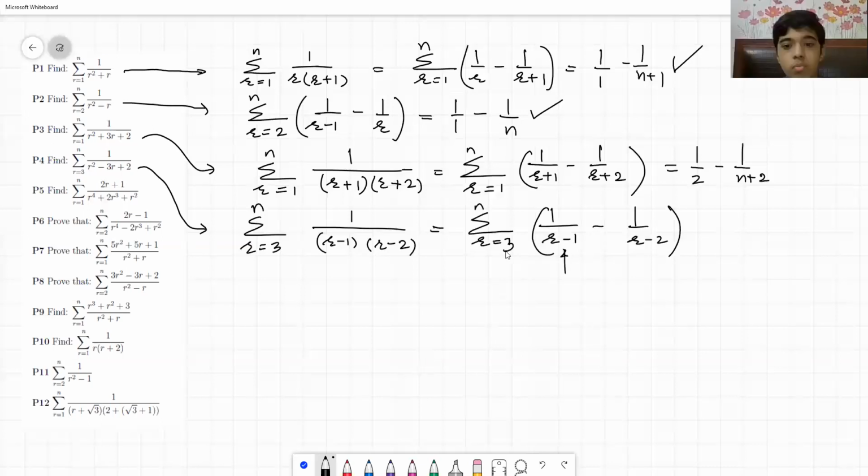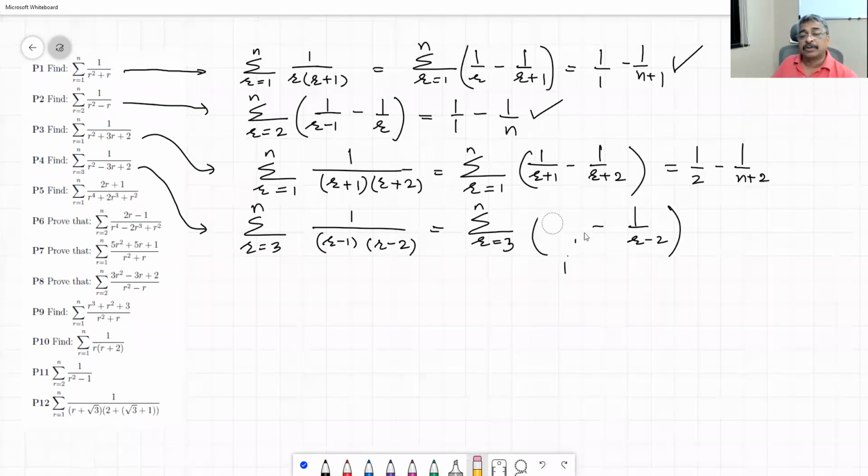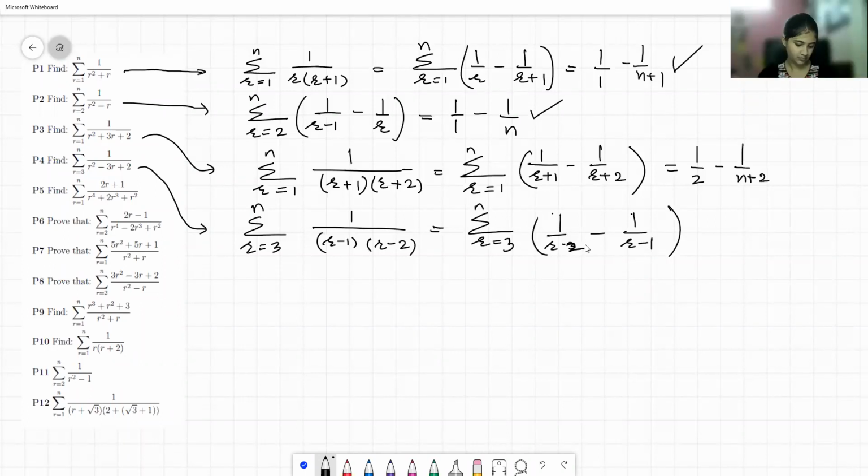Sir, it should be 1 upon r minus 2 minus 1 upon r minus 1. Sir, r minus 2 will come first, since it is bigger. Otherwise, I have to take the minus sign outside. Okay, so 1 upon r minus 2 minus 1 upon r minus 1. So minus 1 minus minus plus 2 makes it positive.